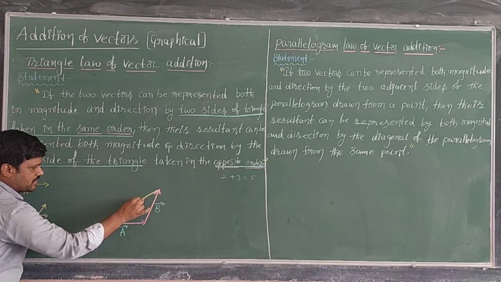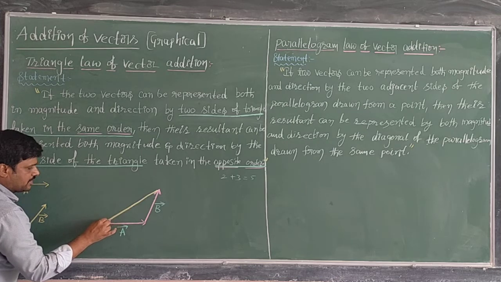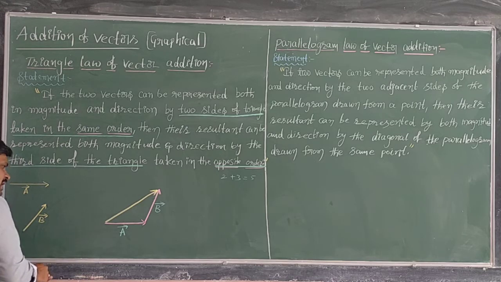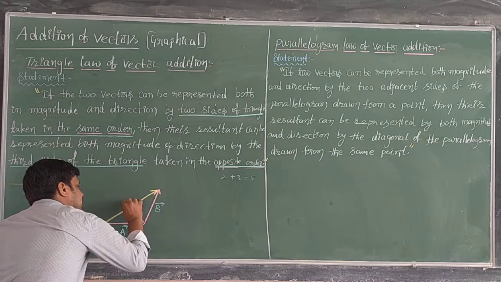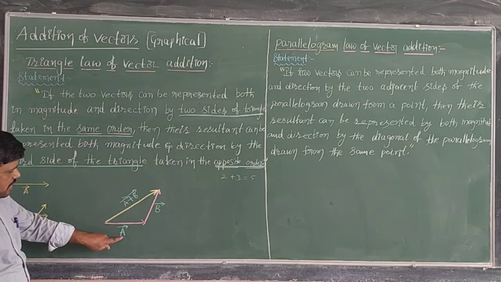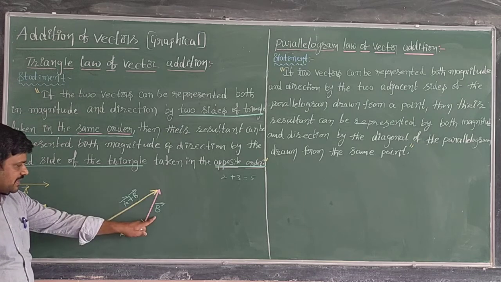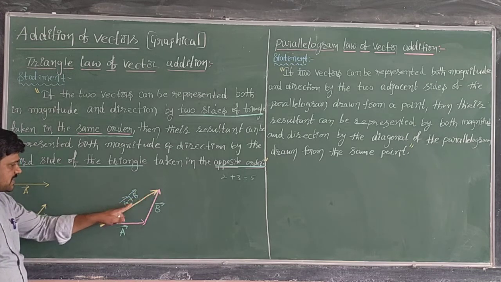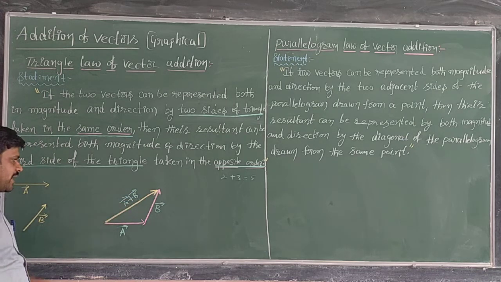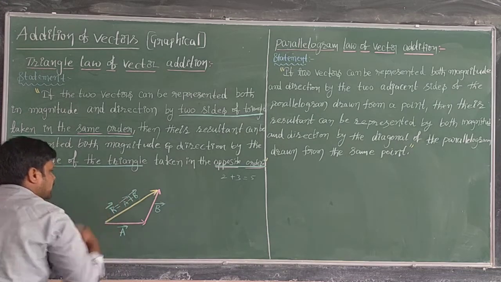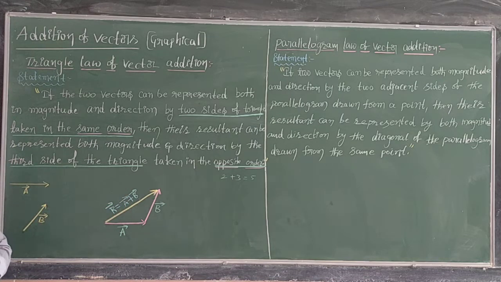Now this I am representing here as the third side of the triangle. Now the third side of the triangle gives the A bar plus B bar. Now this is A bar, this is B bar. When B bar is added with A bar, the resultant is A bar plus B bar. This A bar plus B bar is given by the third side of the triangle. So of course this is the resultant. So we can write the resultant vector R bar is equal to A bar plus B bar. Now this is the triangular law of vector addition.